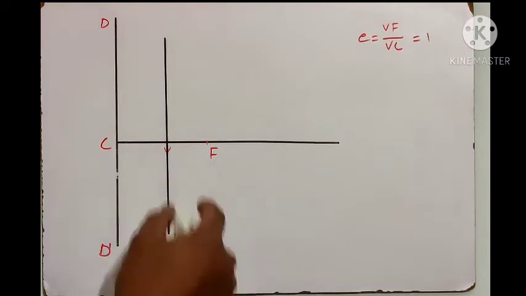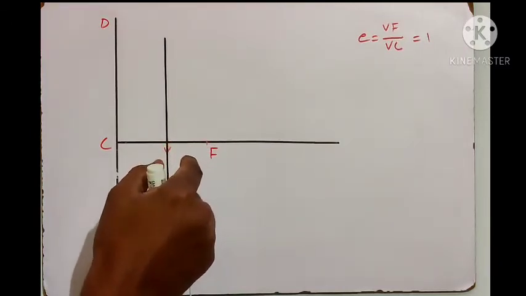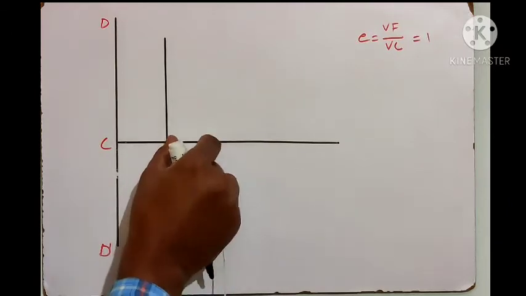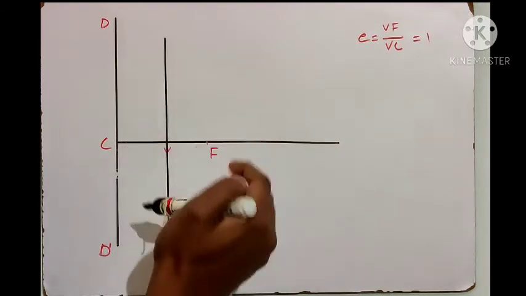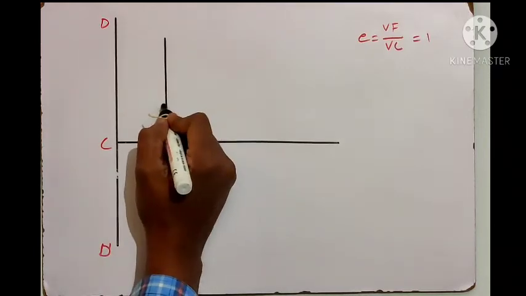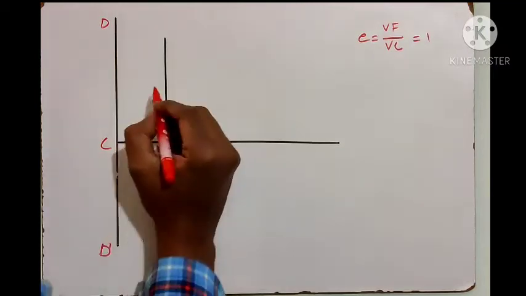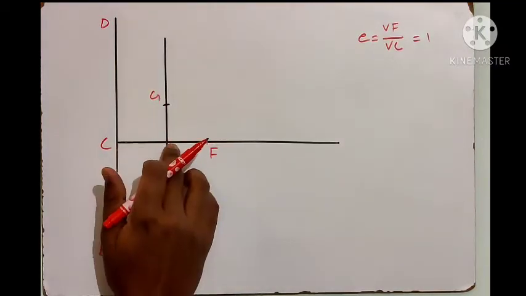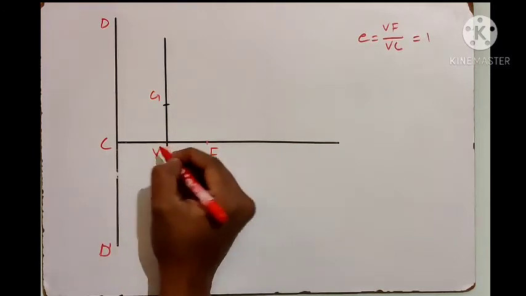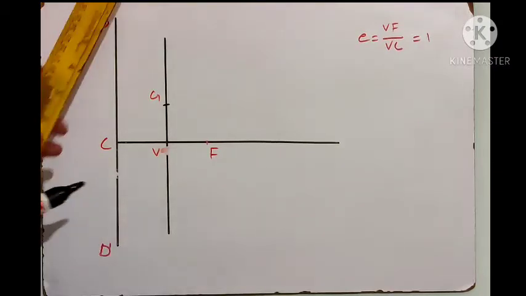Then you need to measure this distance VF. That should be the radius, and V is the center. You need to mark an arc on this line. So I can measure this distance and make a mark something like this. Let's take this point as G. So we need to connect C and G.